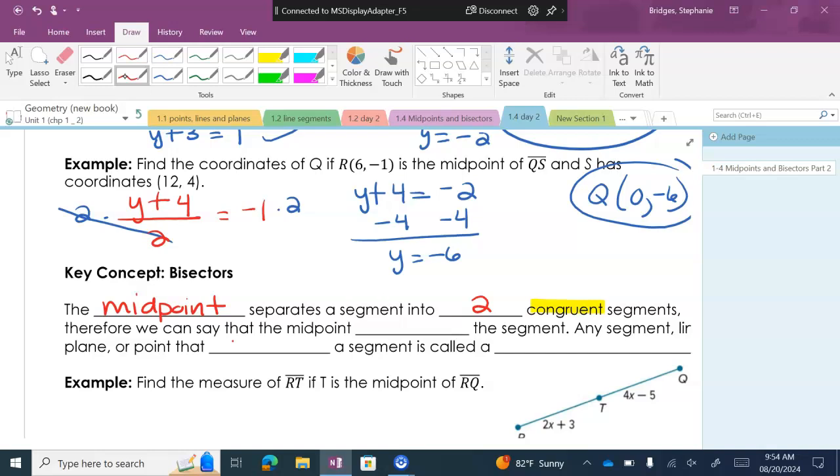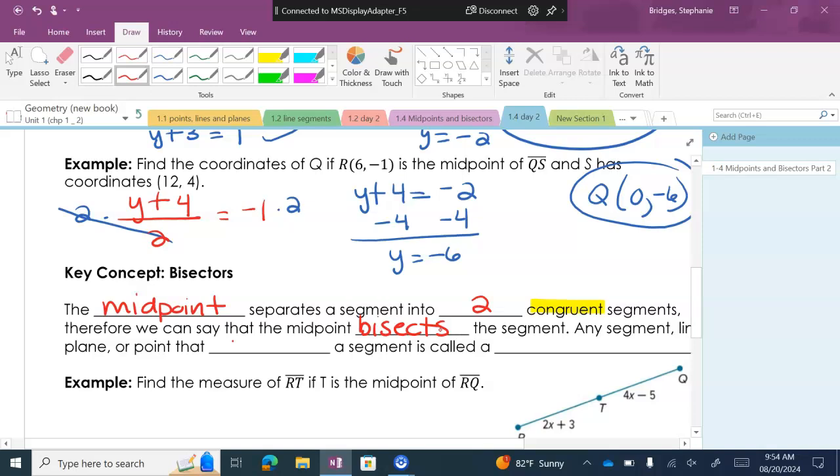Therefore, we can say that the midpoint bisects. Okay? Think about the prefix there, the bi, like a bicycle. How many wheels does it have? 2. So to bisect something means we cut it into how many equal parts? 2. You need to know that. When I say it's bisected, you need to know, okay, well, that's cut in half, meaning 2 equal parts.